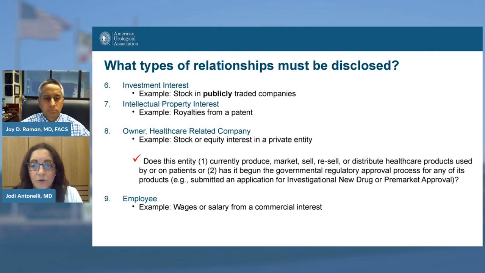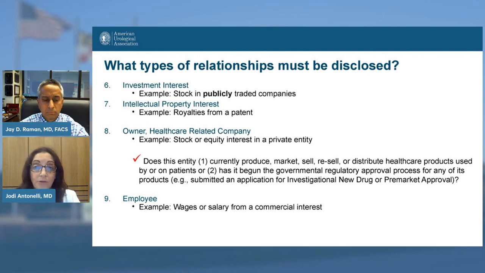So these last four relationship types include those that I think faculty often find the most confusing without reviewing them in full detail. So I'm going to go through those. Next would be investment interest. So this includes personal or family ownership of stock or stock options issued by a publicly traded company. Intellectual property interest. This includes ownership of any intellectual property, such as a patent for a healthcare product or service, or receipt of royalties for any intellectual property interest.